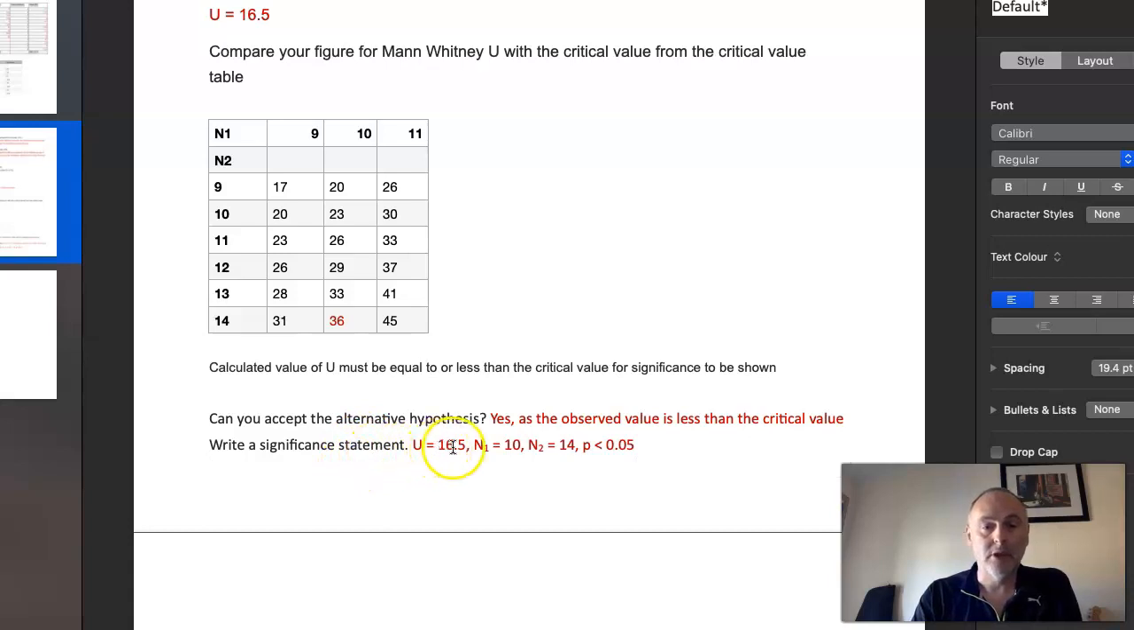Significance statement: U equals 16.5. We have to put the two figures for N in this particular case: N1 equals 10 and N2 equals 14. P is less than 0.05. Yes, we can accept our alternative hypothesis. There is a difference in the friendliness scores of girls and boys. Maybe girls are more friendly than boys, or boys are more friendly than girls. We can't say that, but all we can say is that there definitely is a statistically significant difference.